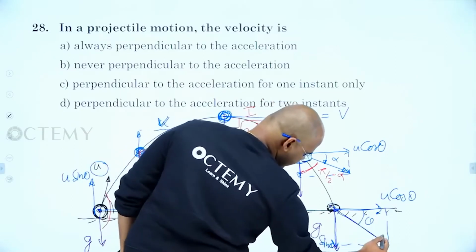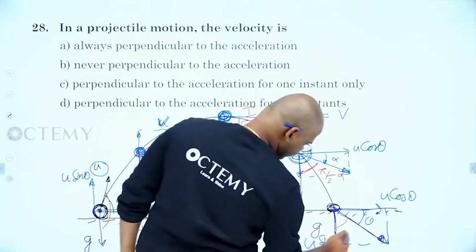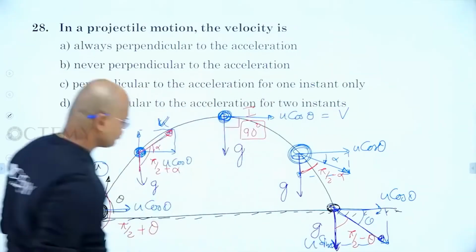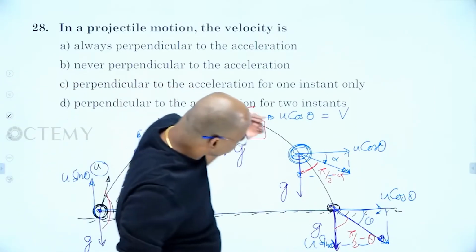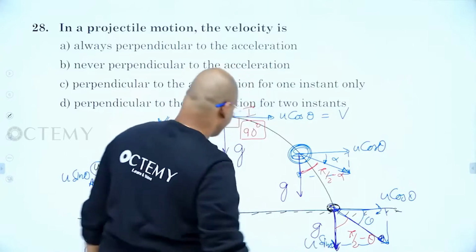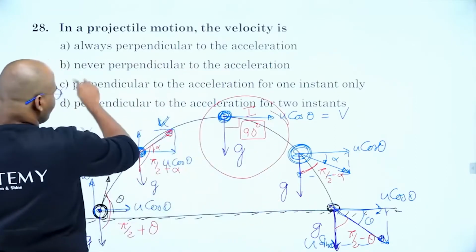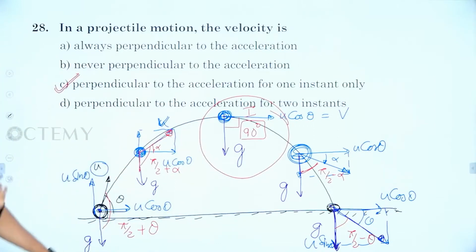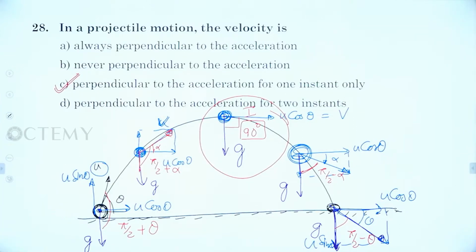Now the total velocity, total acceleration. So what's the angle between both? 90 minus theta. So it is changing from pi by 2 plus theta, slowly decreasing to pi by 2 minus theta. So in the complete path, for only one instant it is 90 degrees. So perpendicular to the acceleration for one instant only. In projectile motion, the velocity is perpendicular to the acceleration for one instant only. I'll go for the next question.